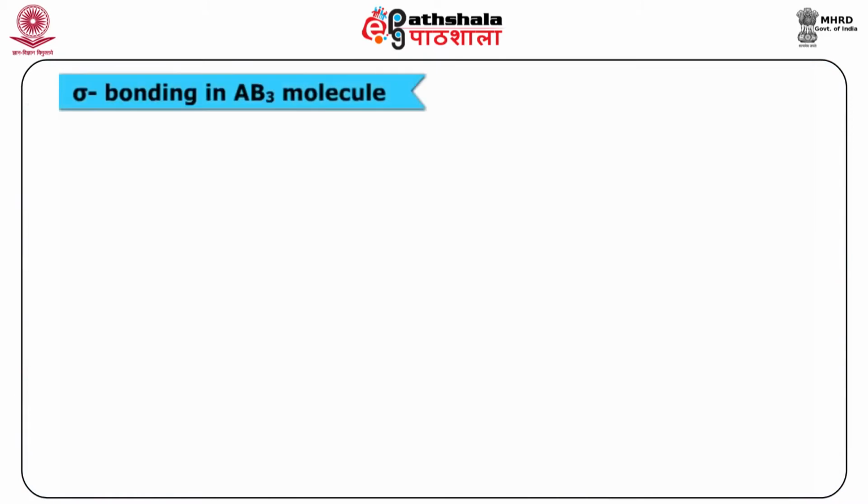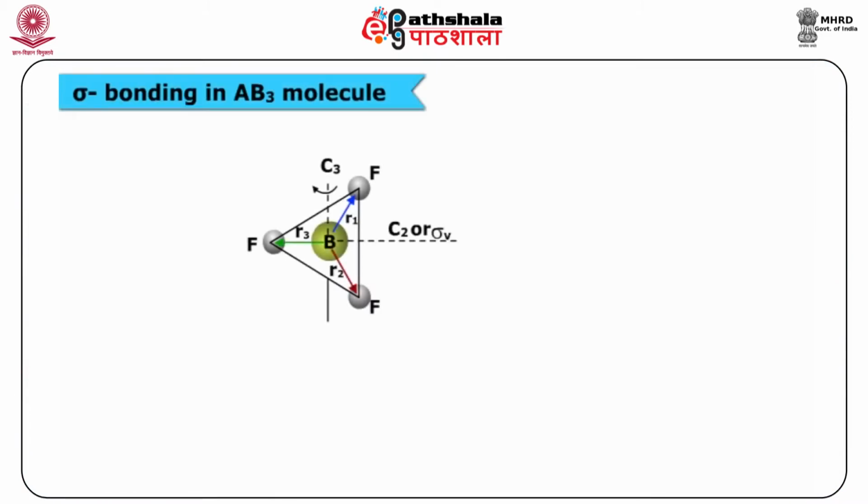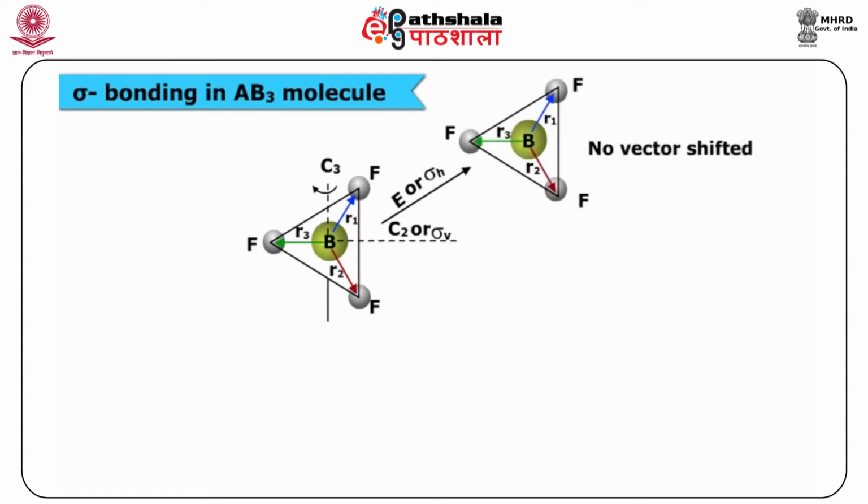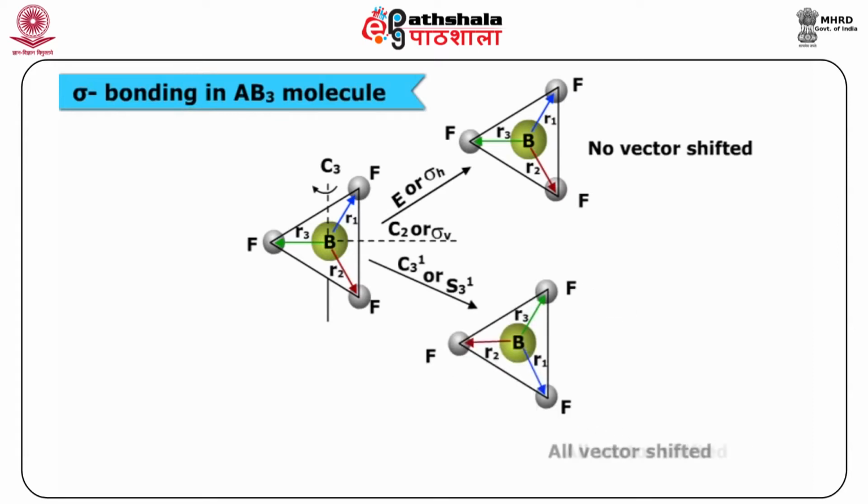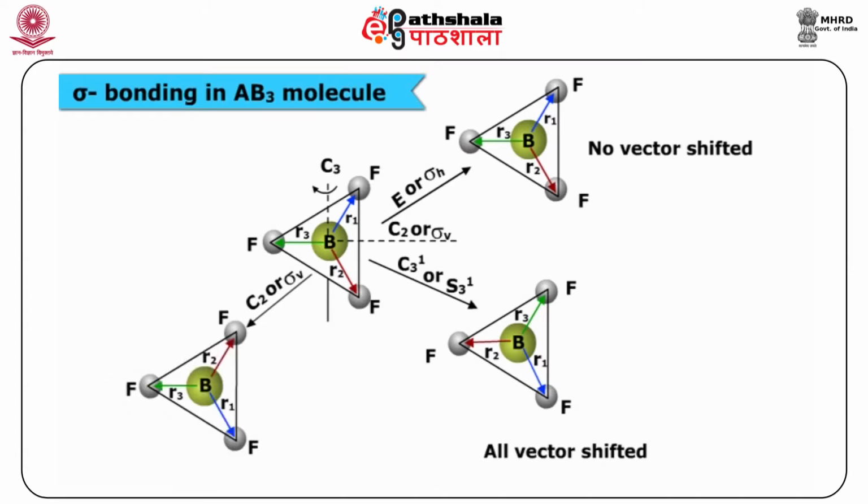Let us use these bond vectors and find Gamma B-F. Let us see the effects of various symmetry operations on R1, R2, R3. The effects are as shown here. Performing E or sigma h, no vector is shifted. Performing C3 or S3, all vectors are shifted. Performing C2 or sigma v, only one vector is unshifted.